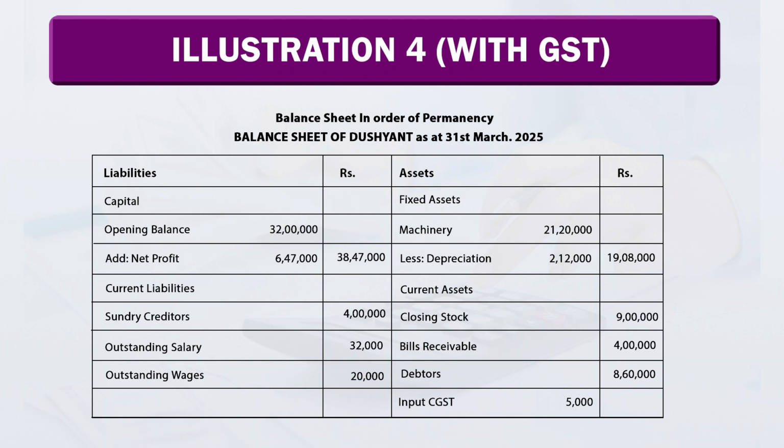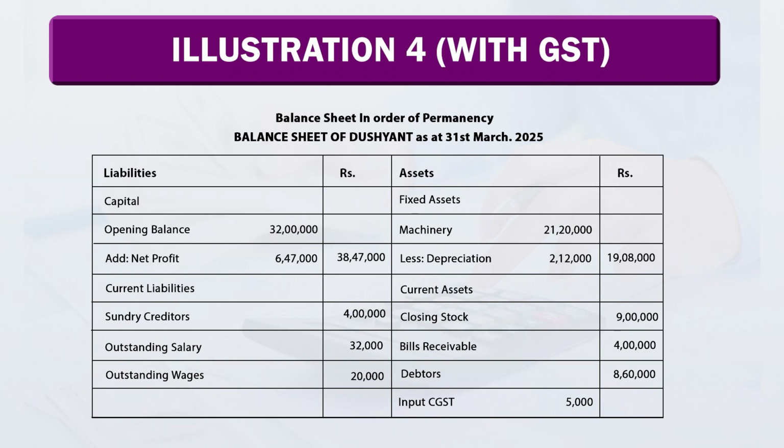First, we will see our capital side. In the capital side, first we will have our capital, that is, opening balance is 32 lakh plus net profit 6,47,000. So, closing capital of the owner after adding profit is 38,47,000. Then we will see current liabilities: sundry creditors of 4 lakh, outstanding salary 32,000, outstanding wages 20,000 rupees.